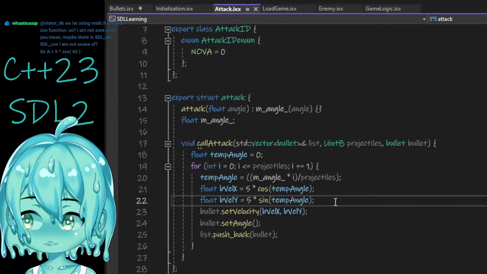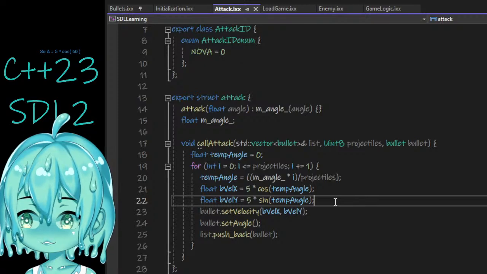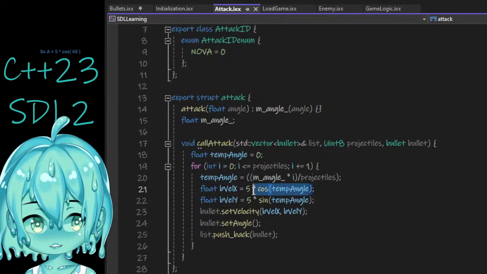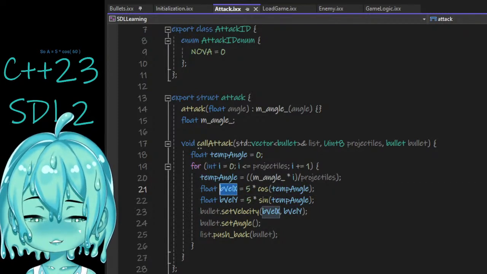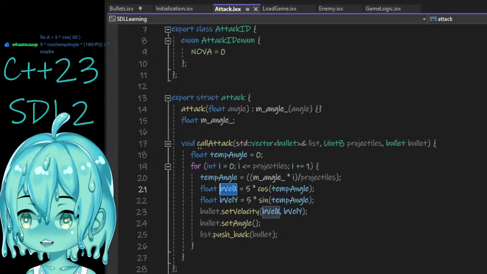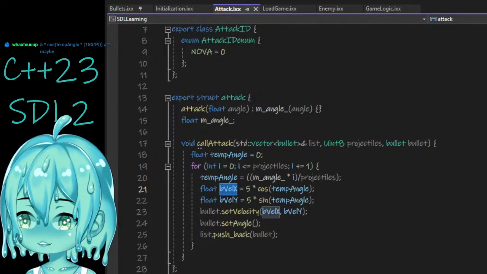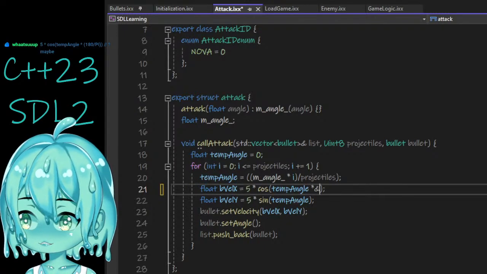I am doing this wrong. So A, the adjacent, is equal to 5 times cosine 60. Okay, that's correct, that is what we did. Adjacent being the X value of the speed, how far X it's going to go. So it's 5 times temp angle. Oh, so we need to account for radians? Okay, I could try that.